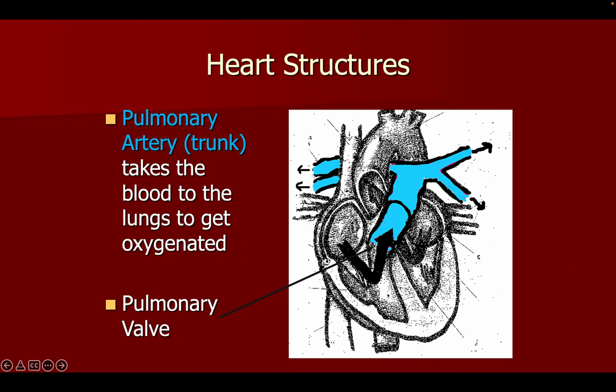From our right ventricle, so we have our blood in the right ventricle at this point. It's deoxygenated, coming from the inferior and superior vena cavas into the right atrium and then the right ventricle.